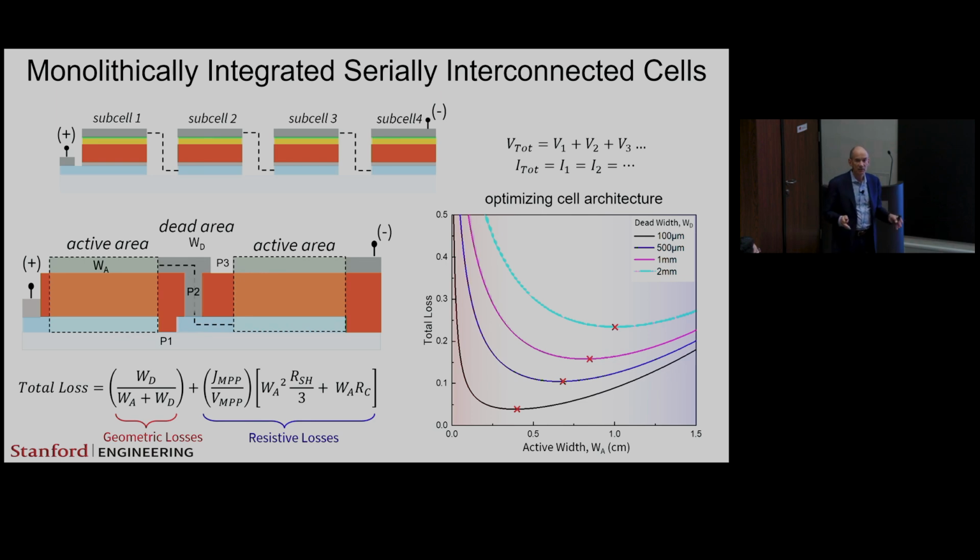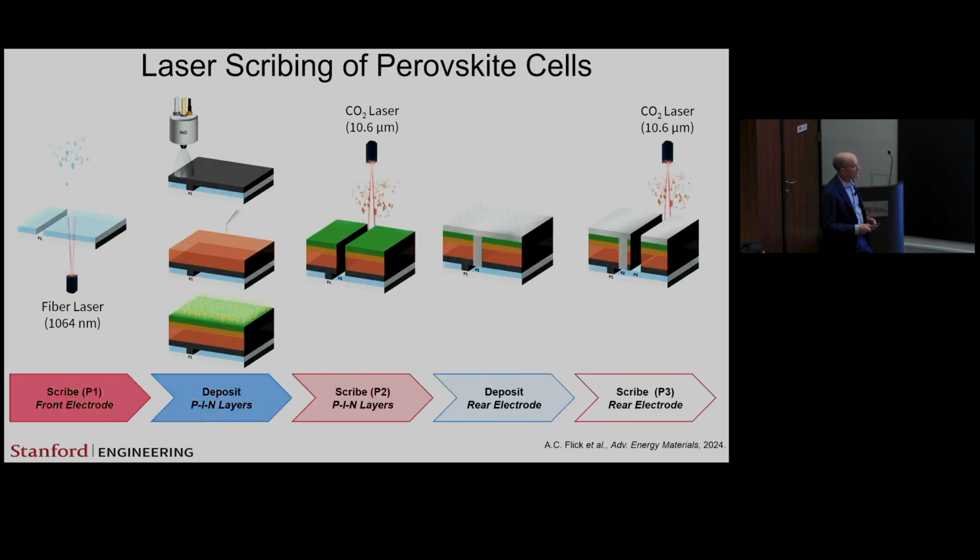If you're not solar cell people, don't worry about it. It's just that you have to partition these cells and then fill them with materials in order to get it to work. Well, it turns out if you look at the total loss, there's geometric losses associated with the size of these cells and resistive losses. And when you look at the total loss as a function of the active width, you can see that there's optimal places shown here with these X's where making cells of this size would have the least amount of loss. And so to do that, we use laser scribing.